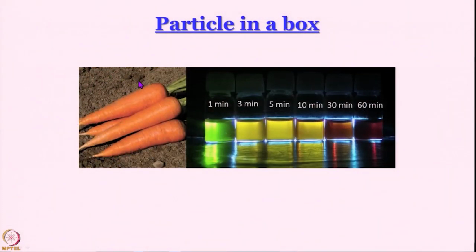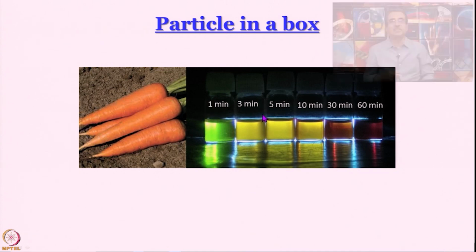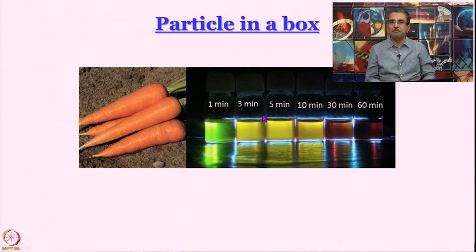It is this model that can be used to tell us why carrots have this beautiful color. It is this model that can be modified a little bit to tell us why quantum dots, many of you might have heard about quantum dots, now we hear about things like quantum dot television and all, have different colors depending on their size. But more about that when we come to it.